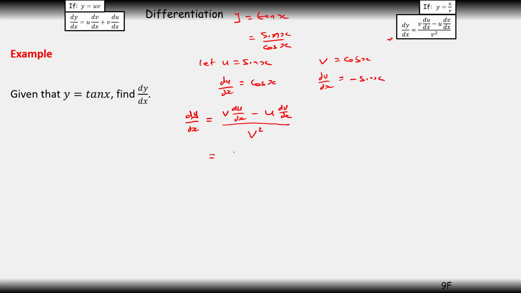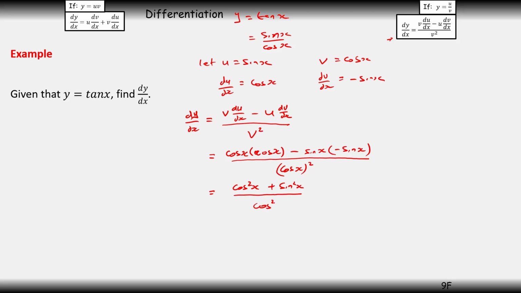So using that then, v is equal to cos of x. du over dx is also cos of x. So we multiply. Minus u is sine of x times dv by dx, which is minus sine of x, all divided by v squared. And v is cos of x, so cos of x all squared. Same thing as cos squared x, but we'll come to that. We'll simplify that now. So we've got cos squared x. Minus sine times minus sine gives us plus sine squared x all over cos squared x.